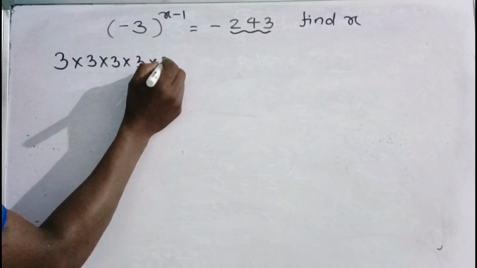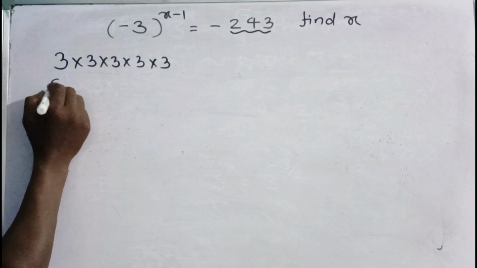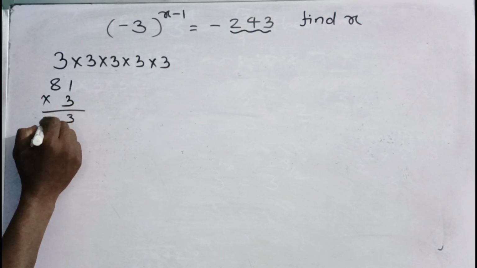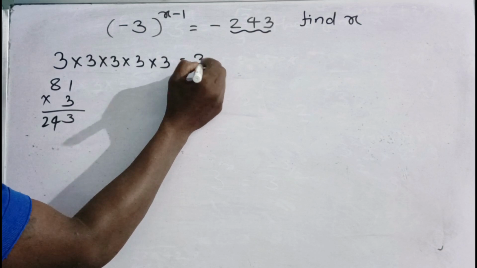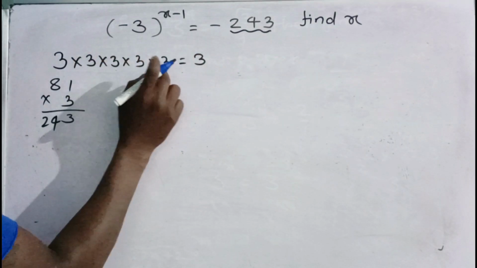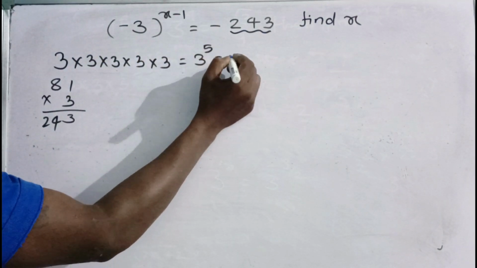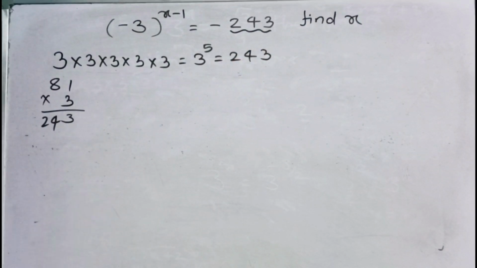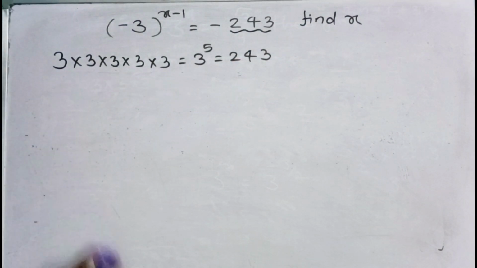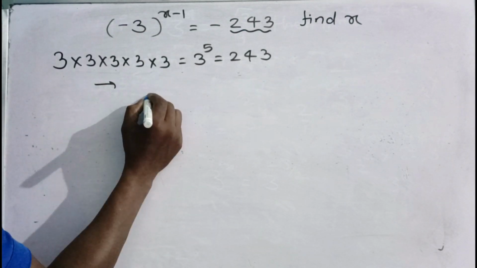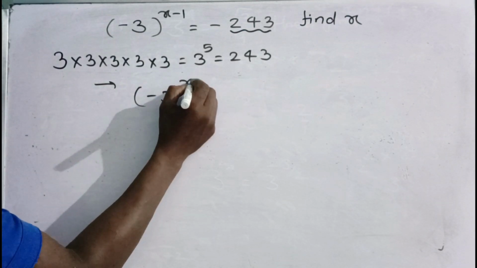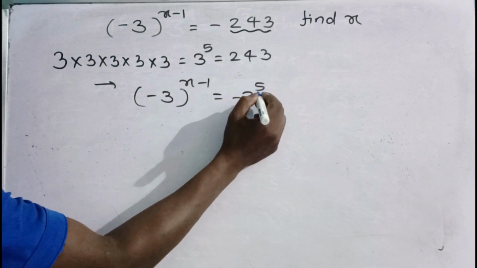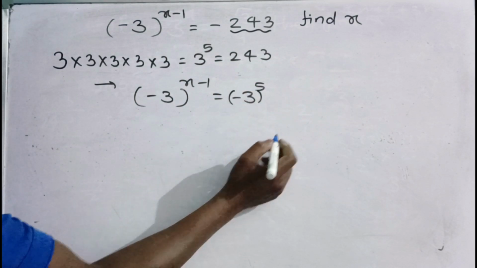81 into 3, that is 243. 3 raised to the power 1 2 3 4 5. 243. Then minus 3 raised to the power x minus 1 is equal to 3 raised to the power 5, minus 3 raised to the power 5.